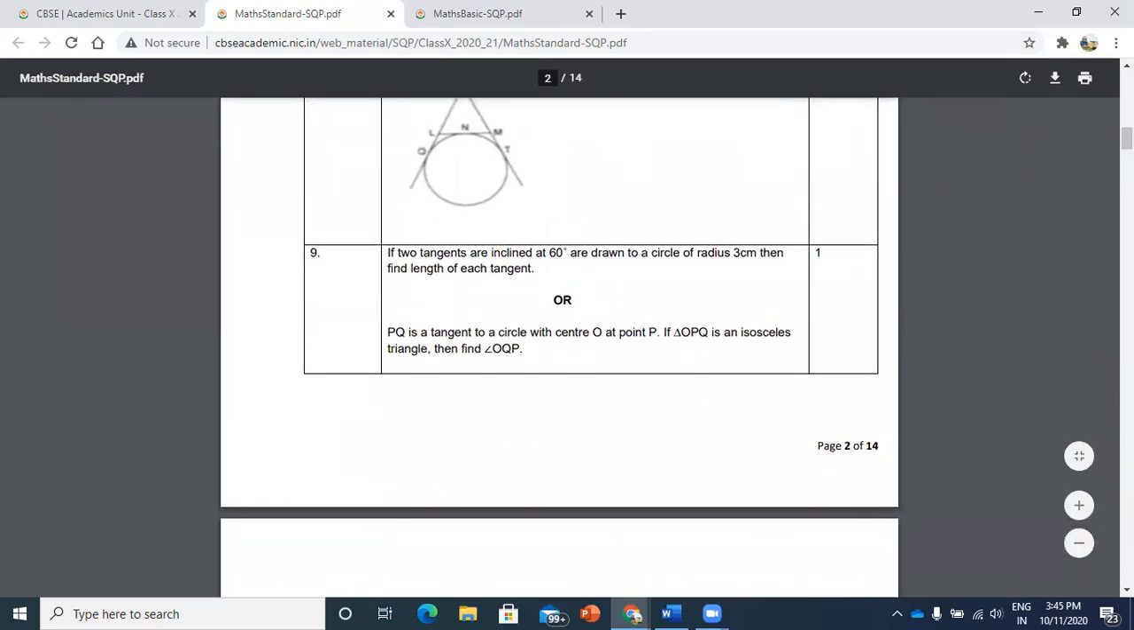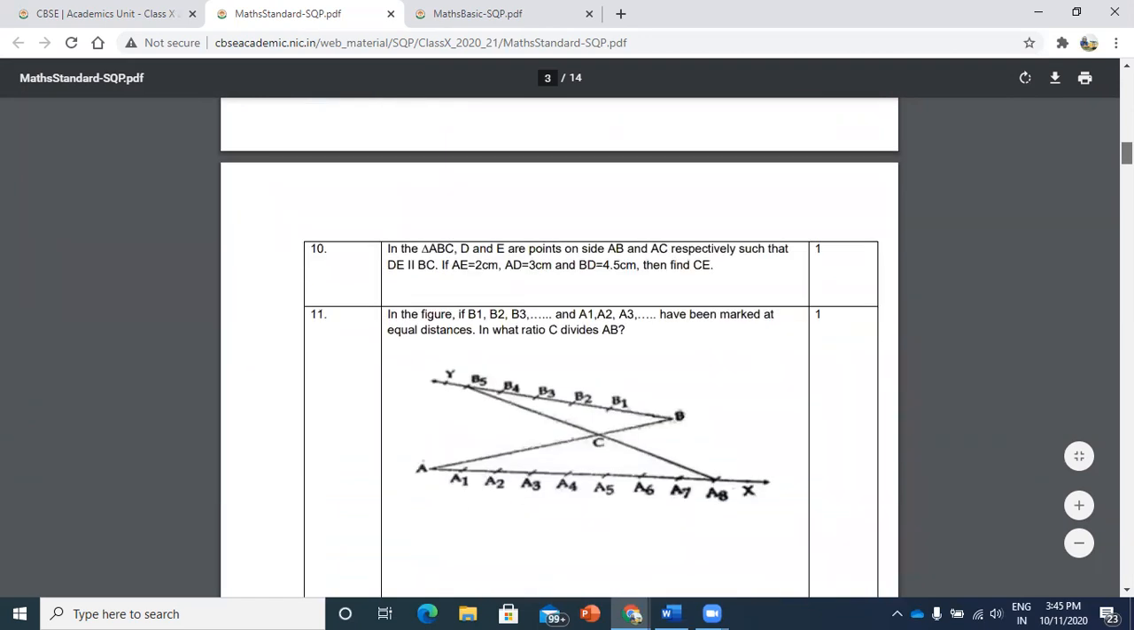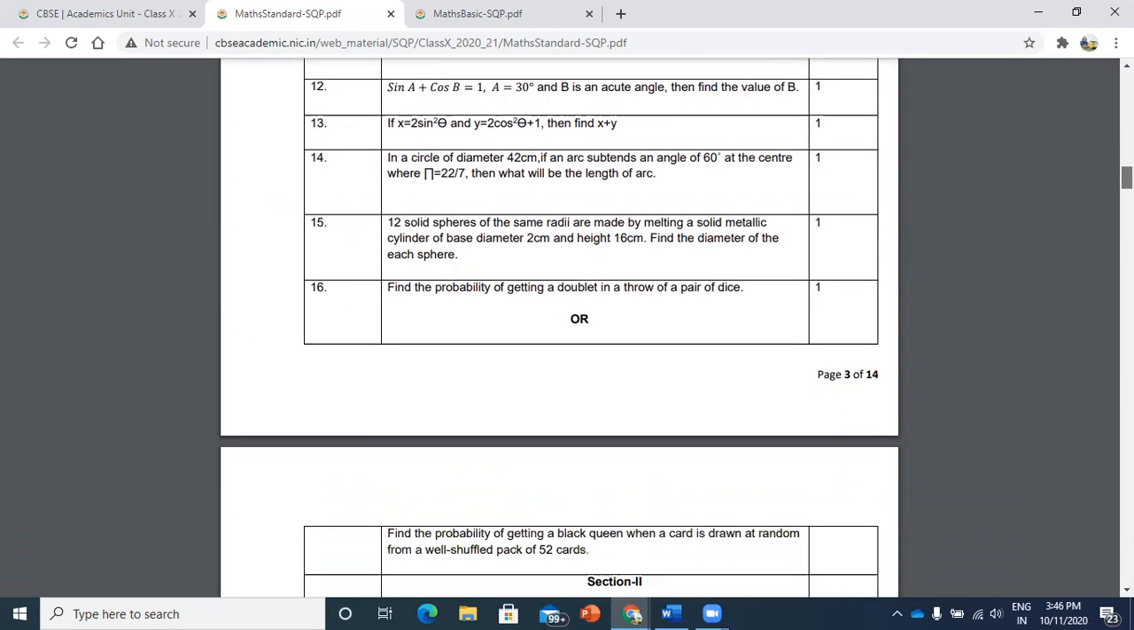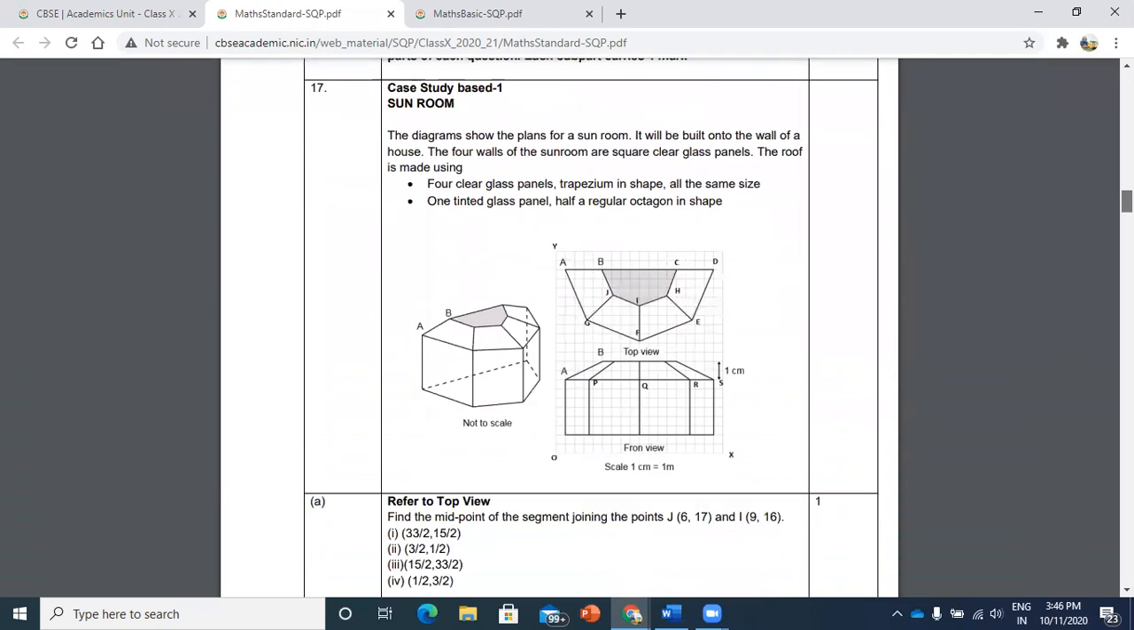Some of the questions you will feel come directly from the text, and some of the questions you will find are a little application based. So just like the basic paper, it is not straight away lifted. So you will have to do a little bit of application, and do extra questions besides the text.